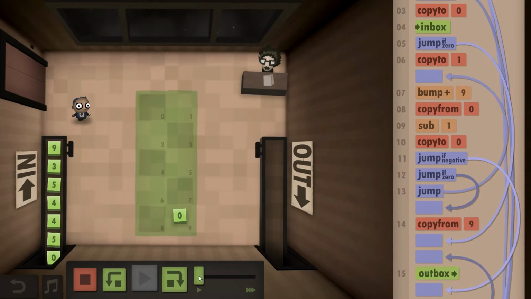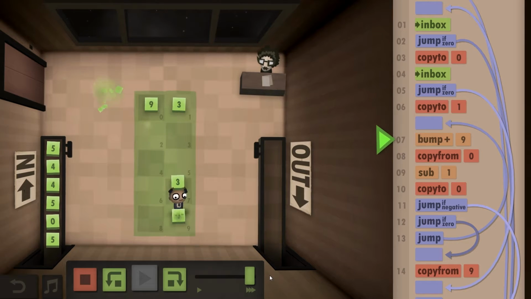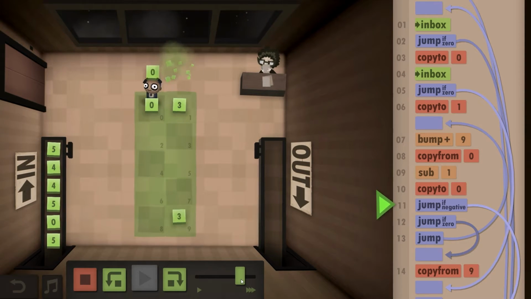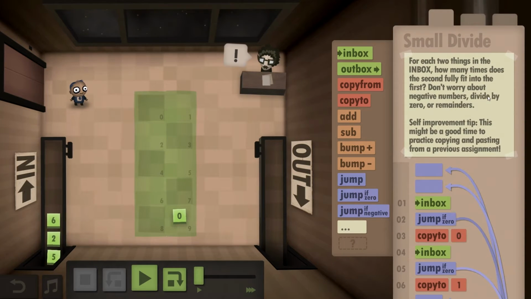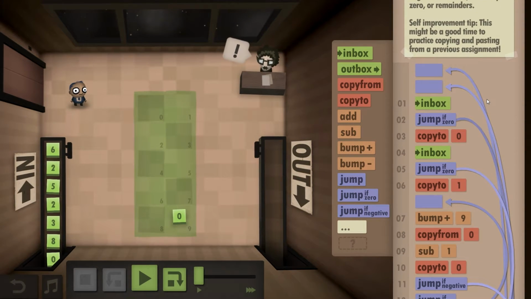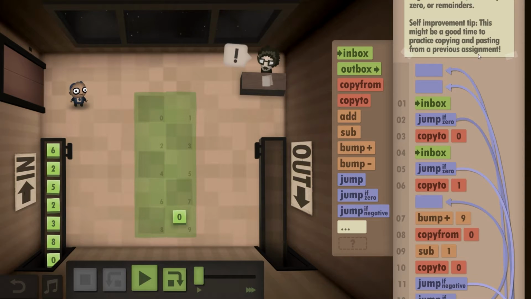Is that in the wrong place? Was it just that one command that was in the wrong place? No. Oh, I've completely messed it up. What? It was working so well. Right.